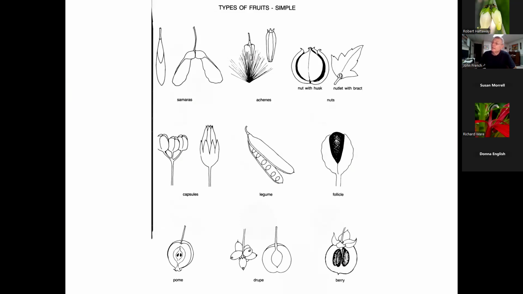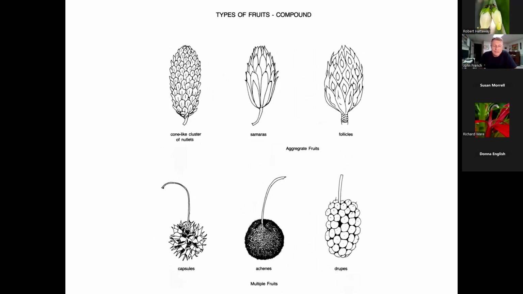Fruit husk, you got maple, hop hornbeam on the right with a nut with husk, capsules, legume, follicle, pome, drupe, and berry. We probably won't have all of those in the keys, I hope. And then Bobby and I wondered what that first one was going to be, cone-like cluster of nutlets, and he said he thought it was a birch. What fools you is the size is not as big as those other two.